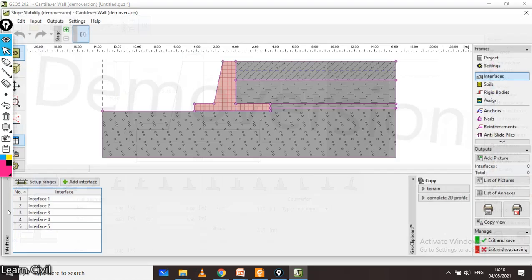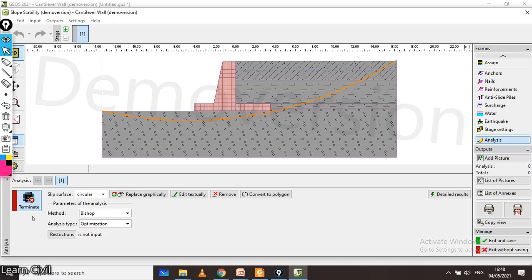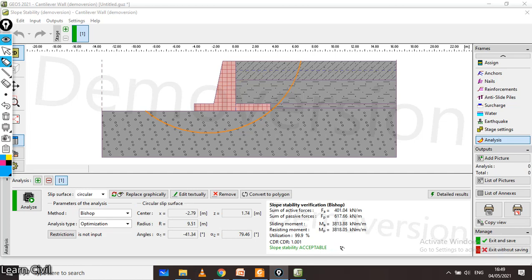Go to this stability again. Go to this analysis option. Click on analysis, analyze. Let us check whether it passes or fails. Okay, the analysis will take some time. Okay, you can see here the slope stability is acceptable.